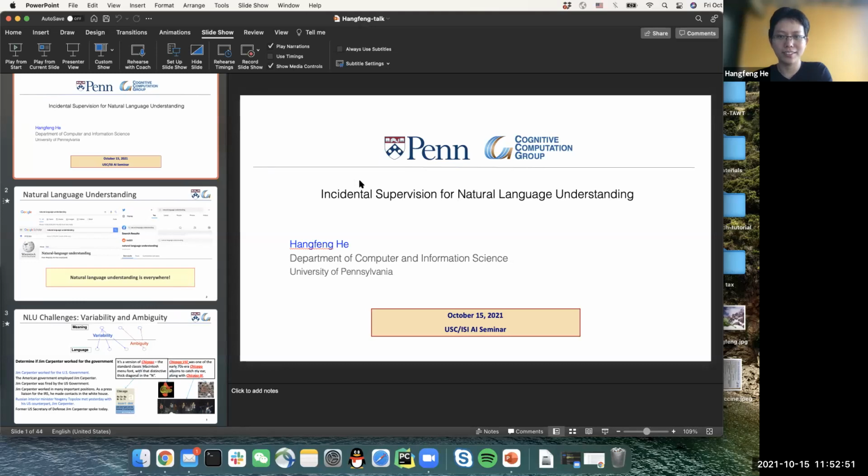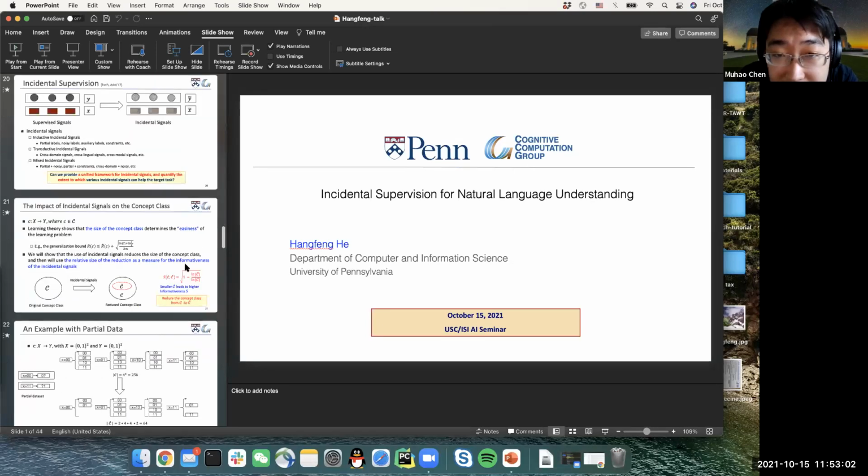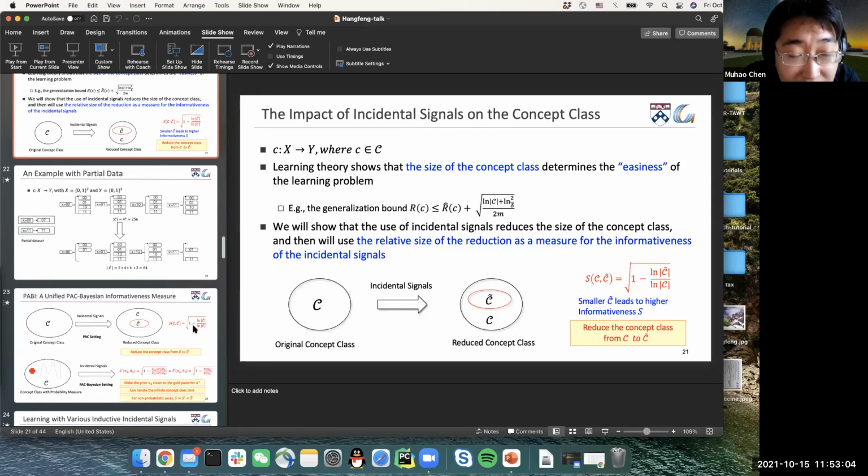Oh, there's another question. Okay, yeah, another question from Ashton. So it seems that PABI is limited to classification tasks. Have you thought about extending it to embedding space to be able to use for other tasks, for example, generation?